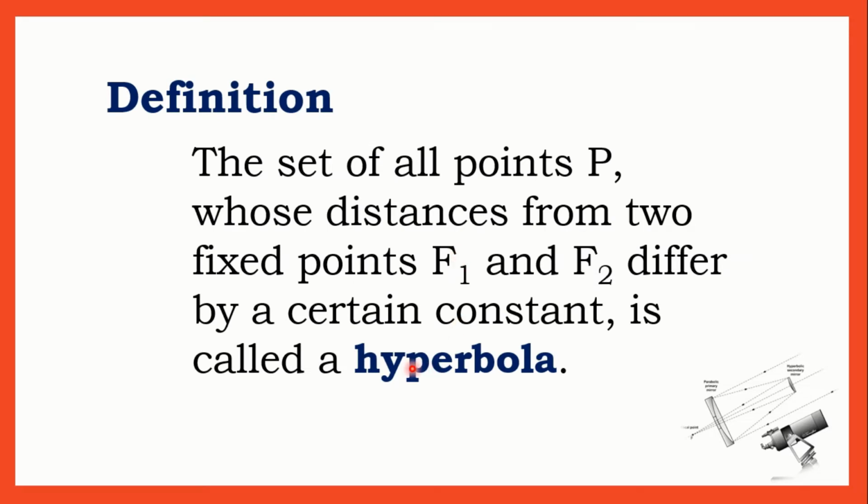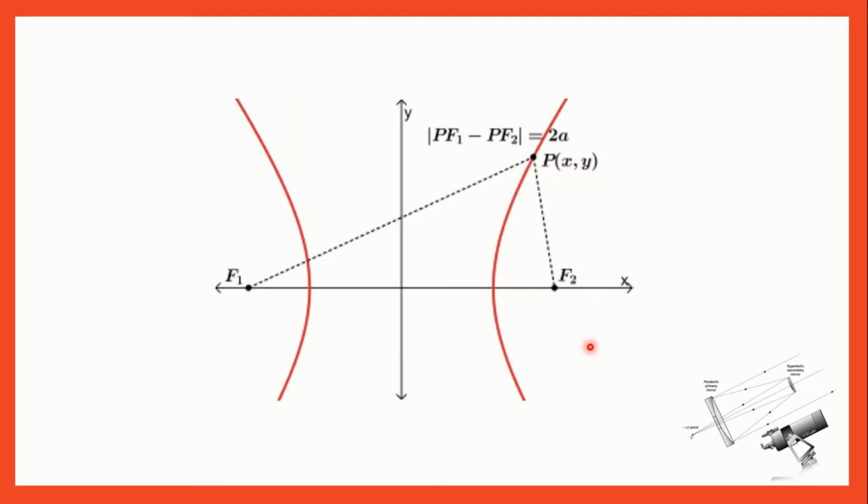It says here that a hyperbola is a set of all points P whose distances from two fixed points F sub 1 and F sub 2 differ by a certain constant. Let us consider an illustration.